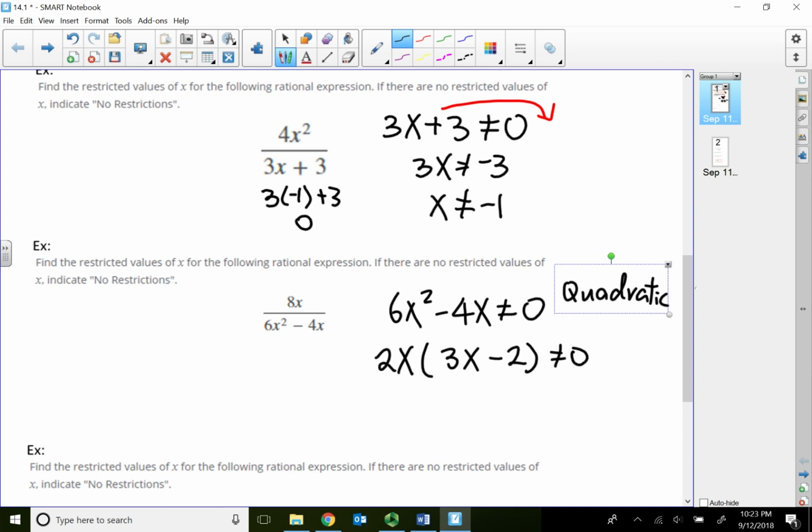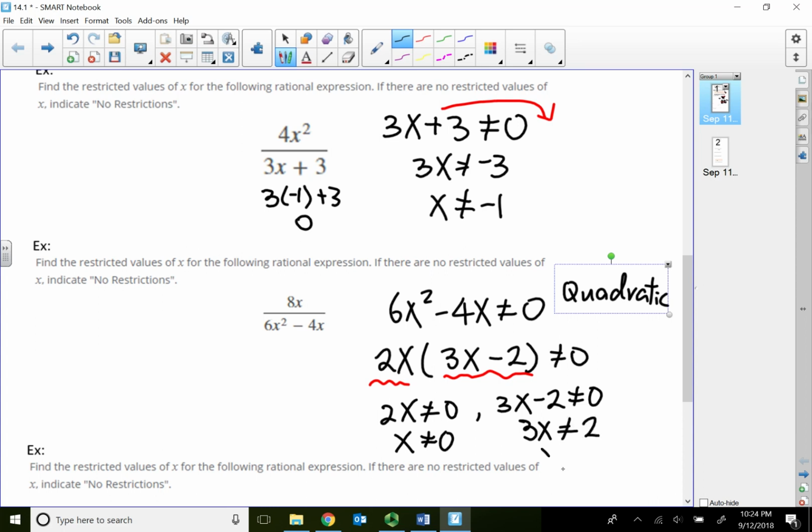Now we set each factor that contains x, or the variable, not equal to 0. So 2x cannot equal 0. Divide both sides by 2. My x cannot be 0. Set the other factor not equal to 0. Move the positive 2 over. That's 3x cannot equal 2. Divide both sides by 3. x cannot equal 2/3. So these two are my restrictions.